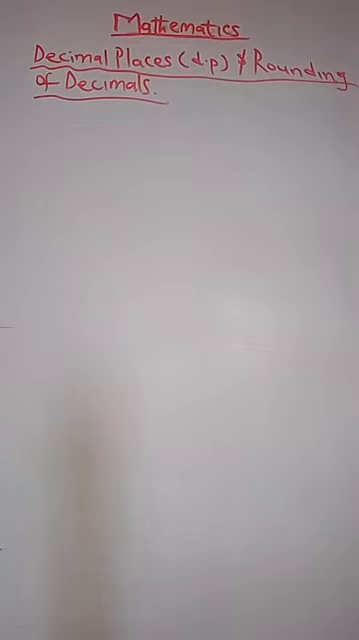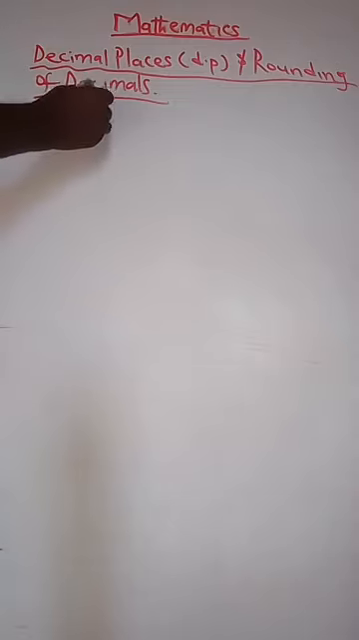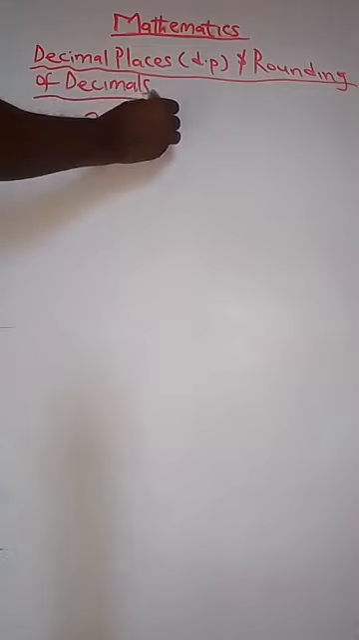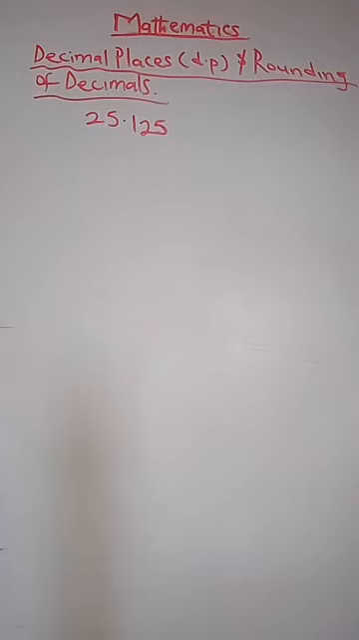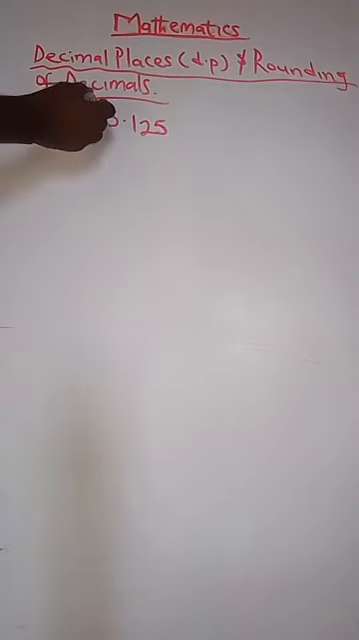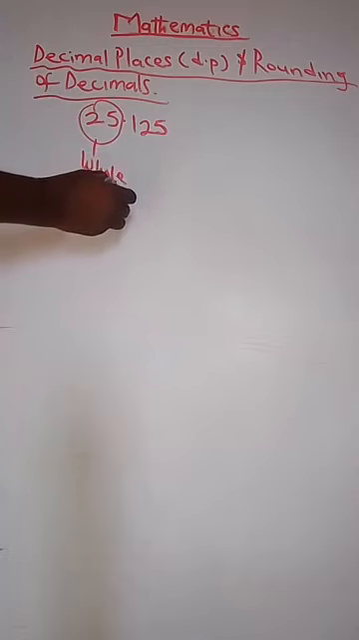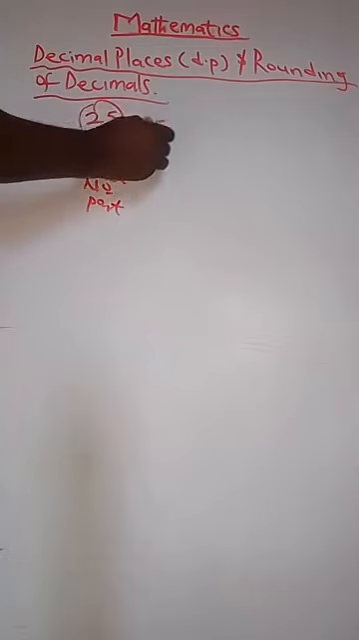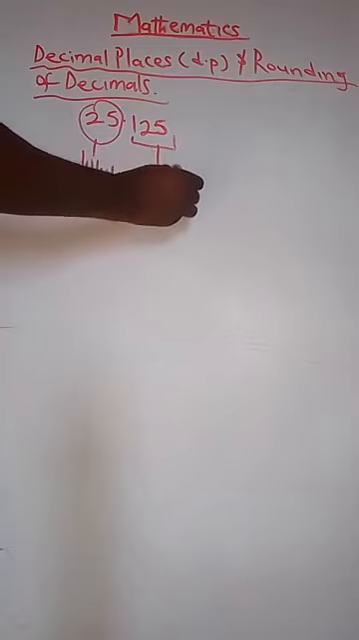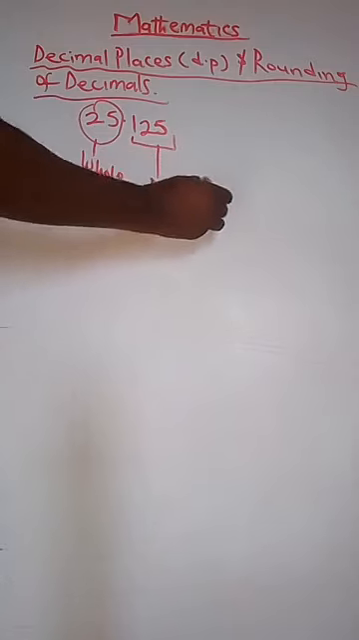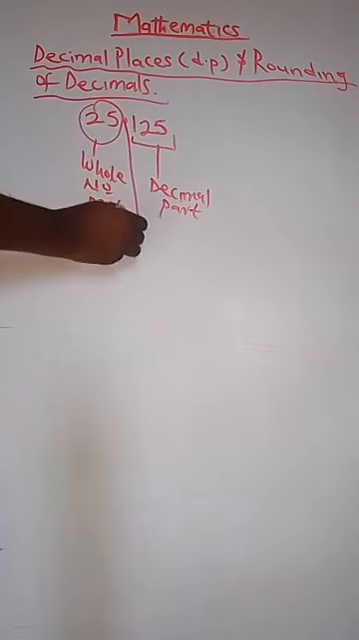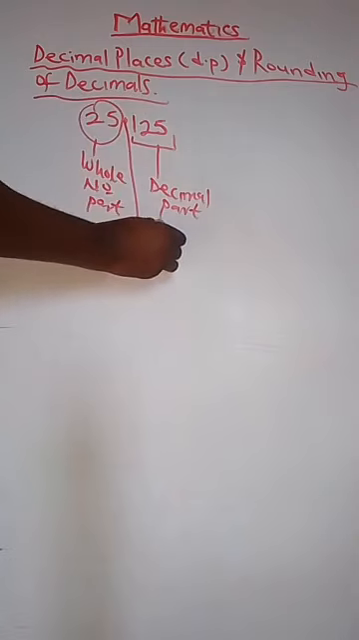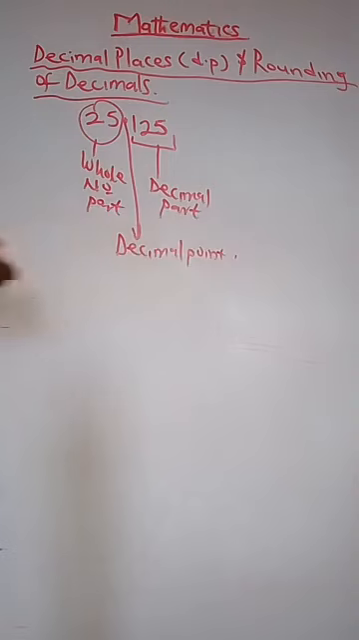Today, we want to look at decimal places and rounding of decimals in mathematics. First, let's look at the meaning of decimal. Let's say you have 25.125. A decimal is a number that has two parts, the whole number part and the decimal part. So this is the decimal part. The point in between them is what we call the decimal point. Alright?